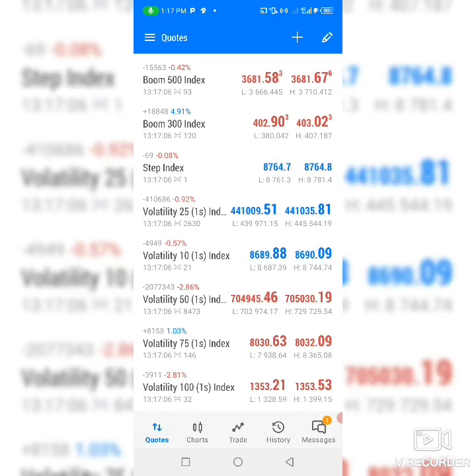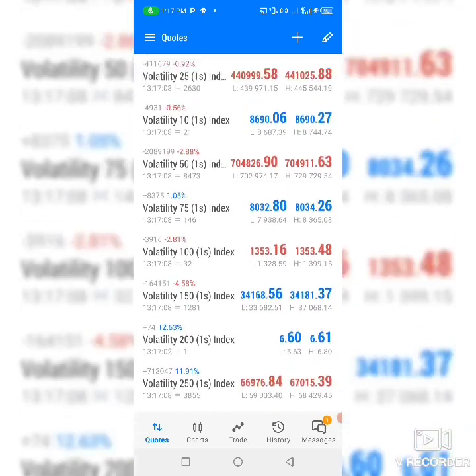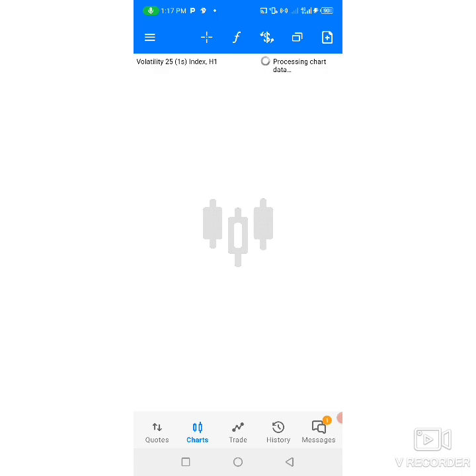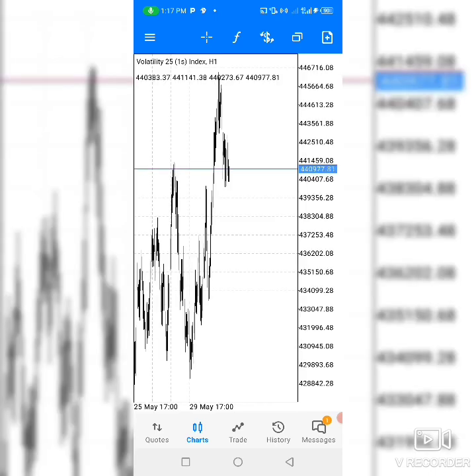The rise and fall market will not be traded on boom and crash, so we can't analyze boom and crash. Neither will it be traded on step index, so we cannot analyze step index. So let's go to volatility 25 1s. Volatility 25 1s is buying. It's pretty much buying.